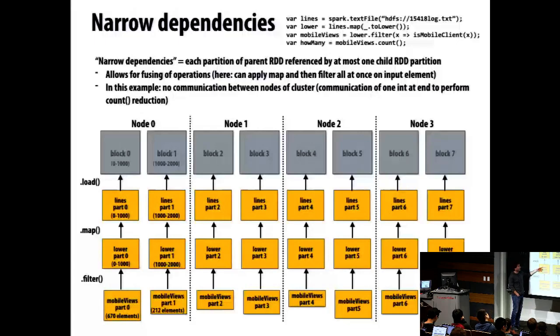When I call next on lower, lower will call next on lines. Lines will call read line and return a line to lower. Lower will call to lower, and then mobile views will filter. And we can just keep doing this. And so we get exactly the same pattern as what I described, what I do by hand.